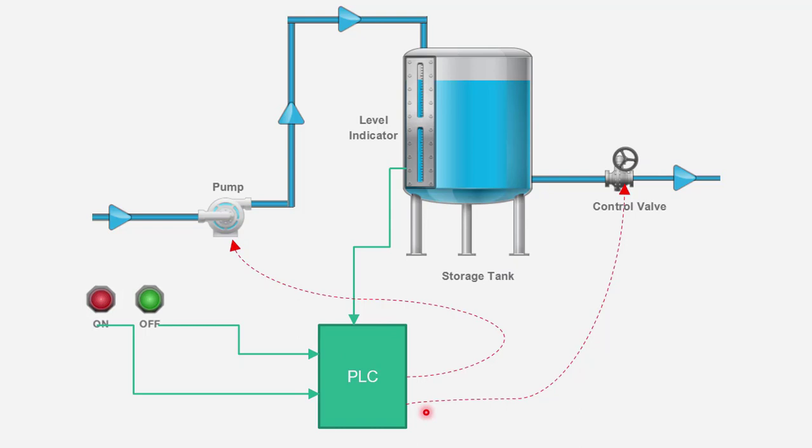In detail we will see how these push buttons, pump, level indicator and control valve work. To summarize, we have the inputs, we have the logic, and we have the output. This is the basic of the PLC. It will take the input, process it and generate the output. The input can be of any type, and the output can also be different outputs.